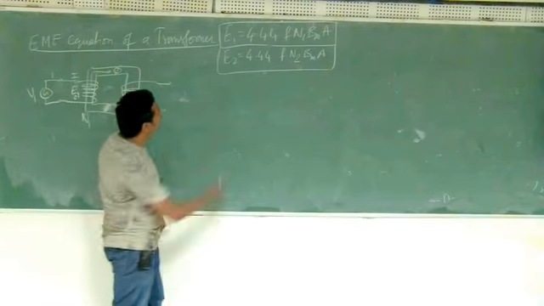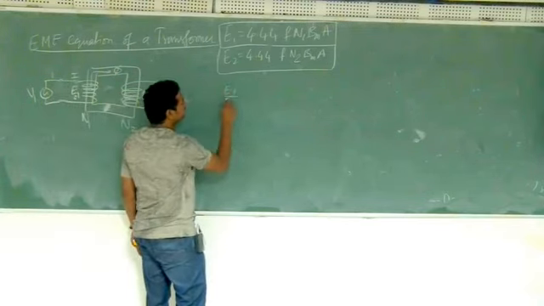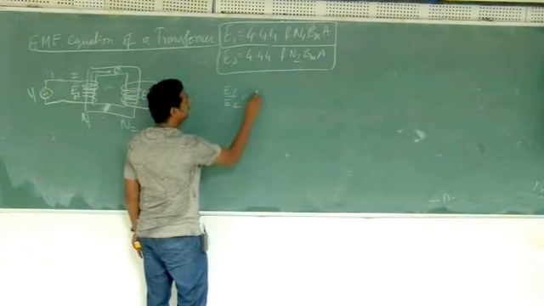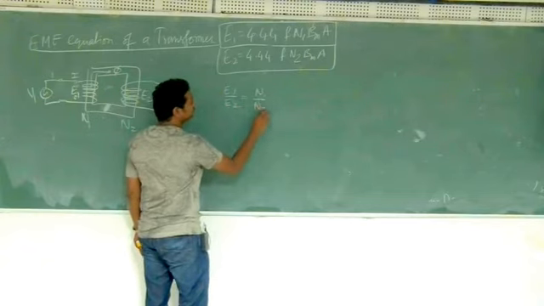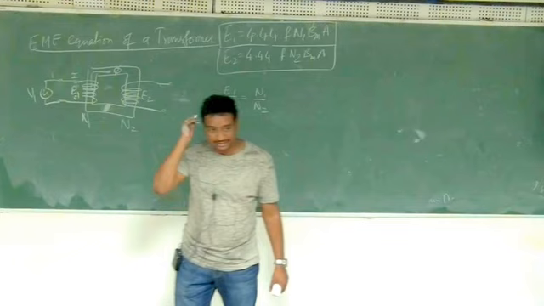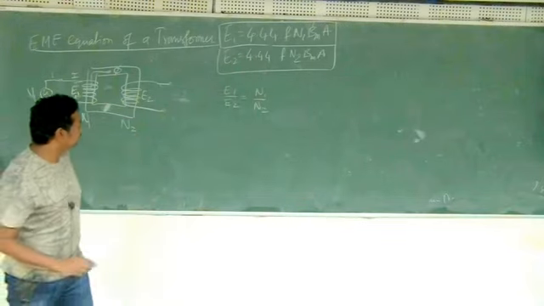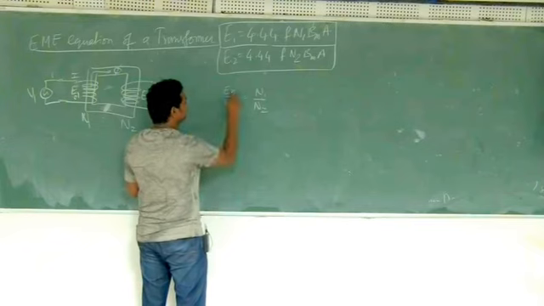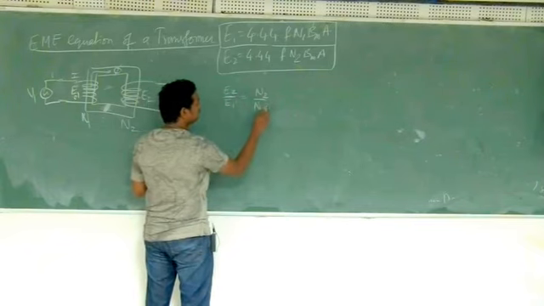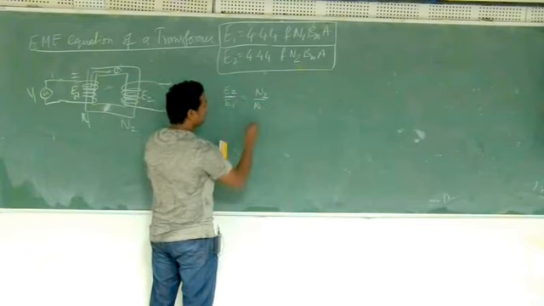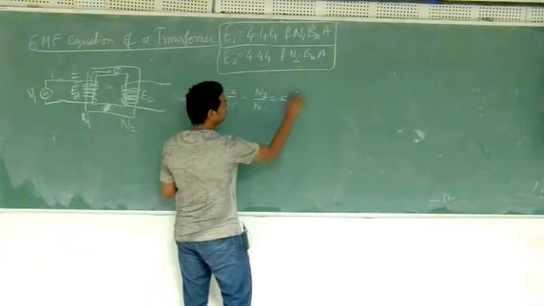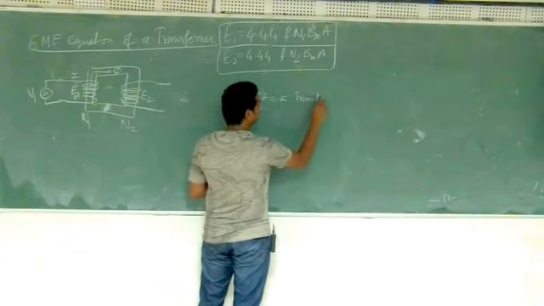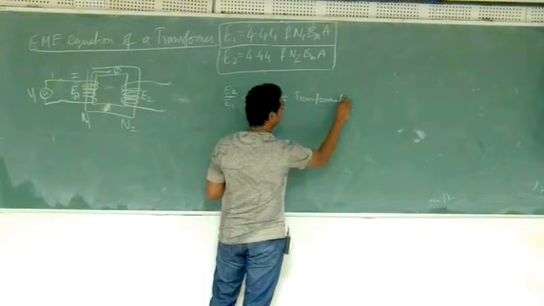So what is the fundamental? If you just divide these two, you get E1 by E2 equal to N1 by N2. Actually I will write it the reverse way: E2 by E1 equal to N2 by N1, which is equal to K, the transformation ratio.